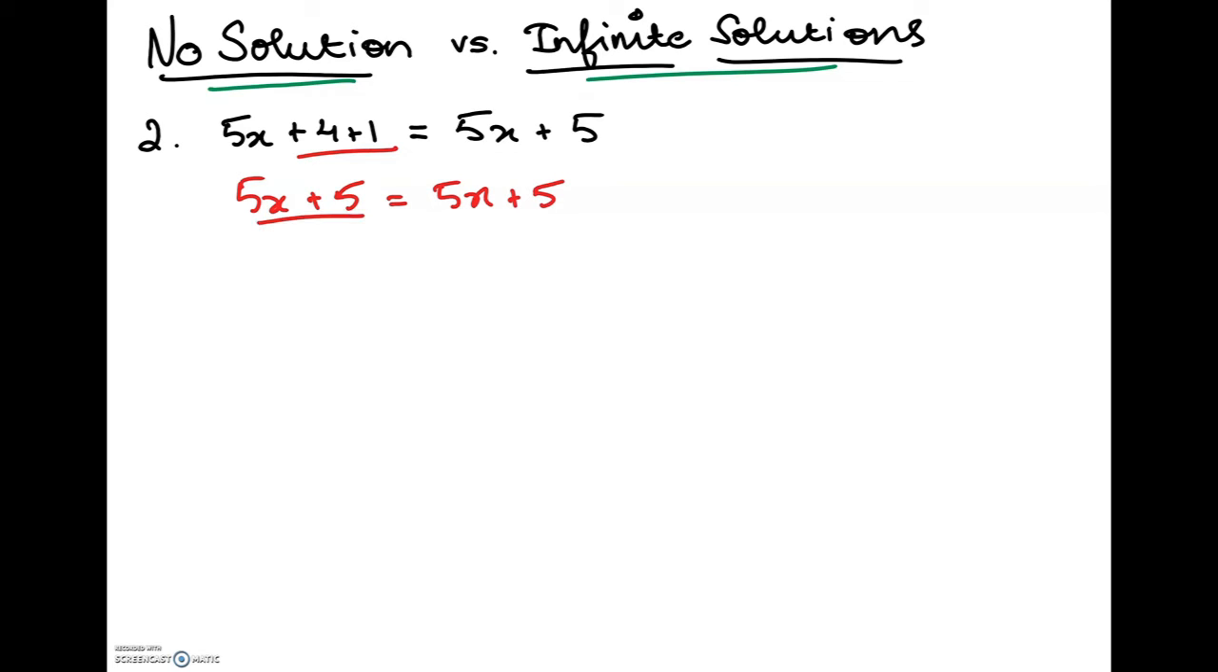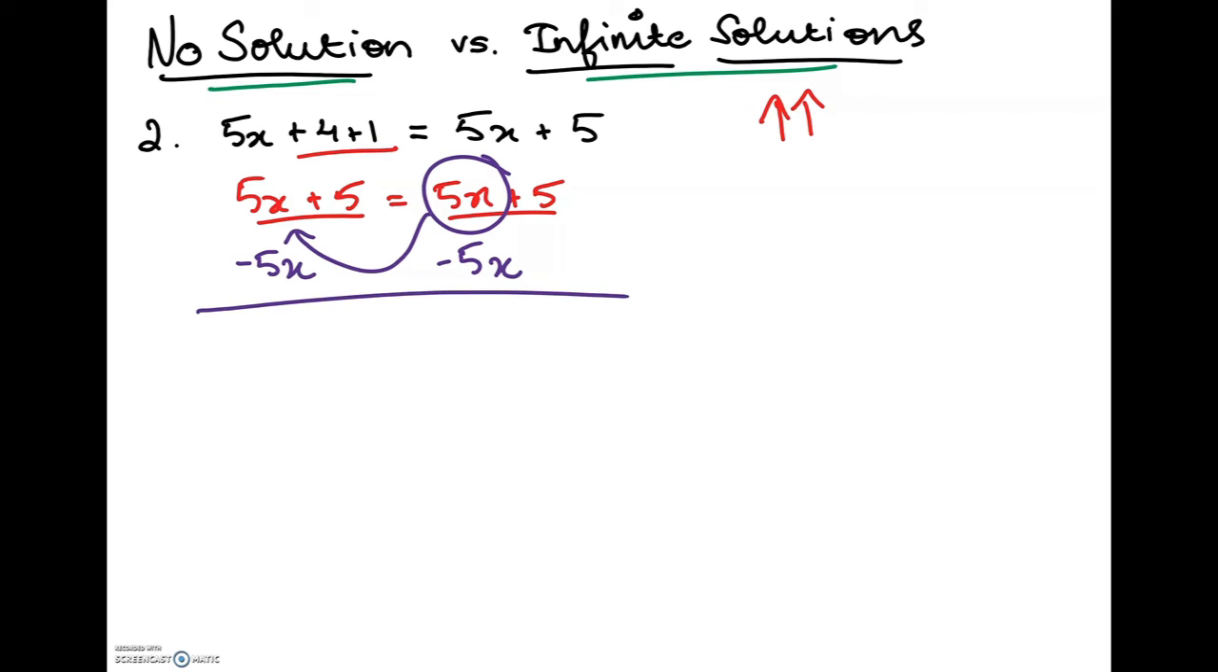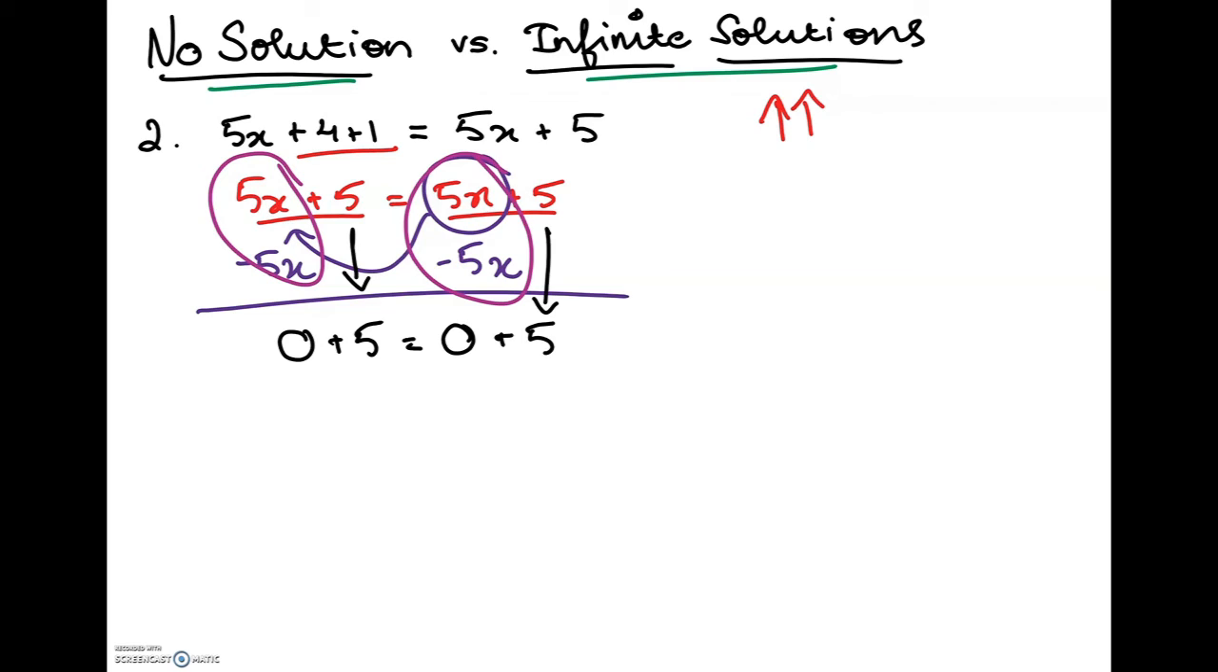Now you can see that the right and left-hand sides are the same, so technically that would mean it has infinitely many solutions, but I do want to simplify this so you get a basic idea of what to do. What I like to do is remove the 5x's, so I move this 5x over here by subtracting 5x from both sides. Just like our last example, the 5x's on both sides cancel. So you'll get 0 plus 5 equals 0 plus 5. If we simplify this, you'll get 5 equals 5.